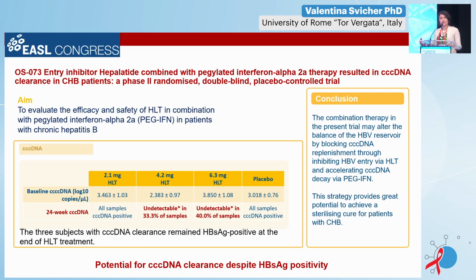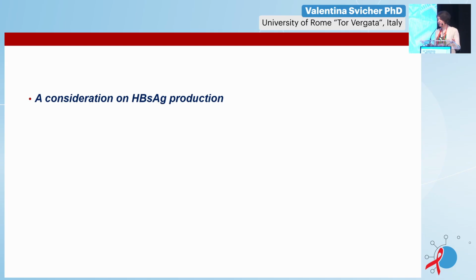These are the data presented at last EASL, showing that during treatment, there's a group of people, a few people, who clear cccDNA. So these people achieve cccDNA clearance during treatment by a sensitive assay. However, they remain HBsAg positive. And so here we have to make a consideration.